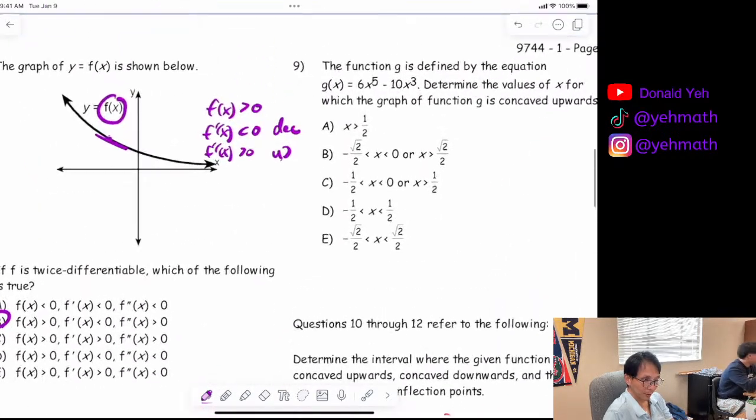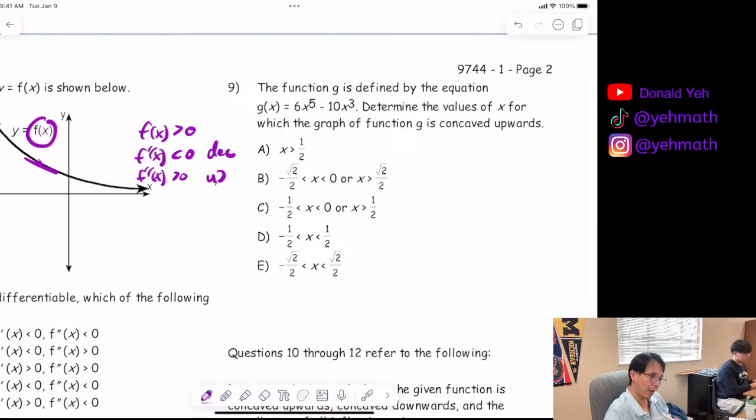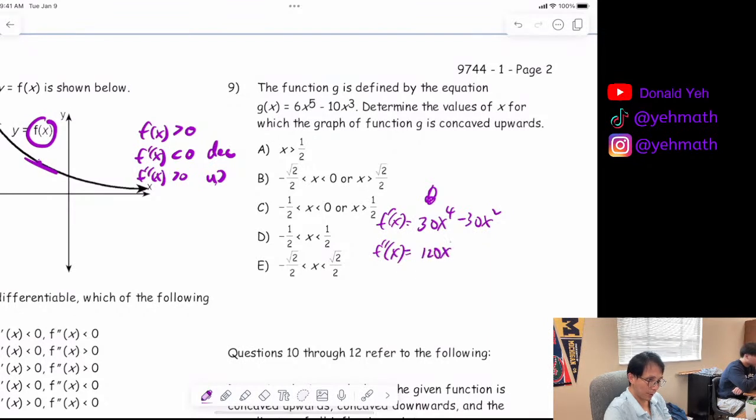Number 9. They say determine the values of x for which the graph of g is concave downwards. That means the second derivative test is negative. So it'll be 30x to the 4th minus 30x to the 2nd, and the double prime of x is equal to 120x to the 3rd minus 60x. So take out 60x: 60x times 2x squared minus 1. So 2x squared equals 1, x squared is equal to 1/2, so that'll be plus or minus square root 2 over 2.